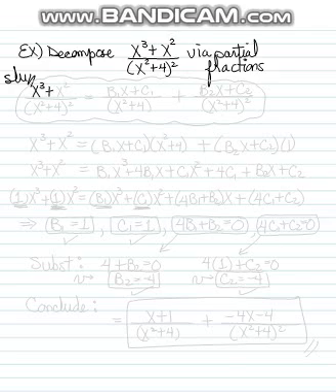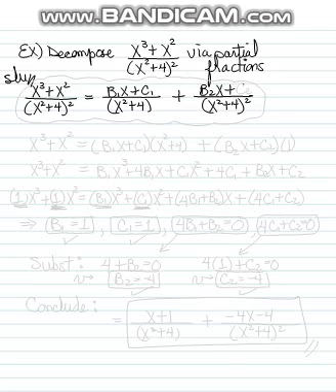x cubed plus x squared, this is the question, over (x squared plus 4) to the second power. Now let's decompose it. The first factor in the denominator is x squared plus 4 to the first power, plus x squared plus 4 to the second power. In the numerator, it's not just A and B. We have to have a first degree expression: b sub 1 times x plus c sub 1, and the next one will be b sub 2 times x plus c sub 2.